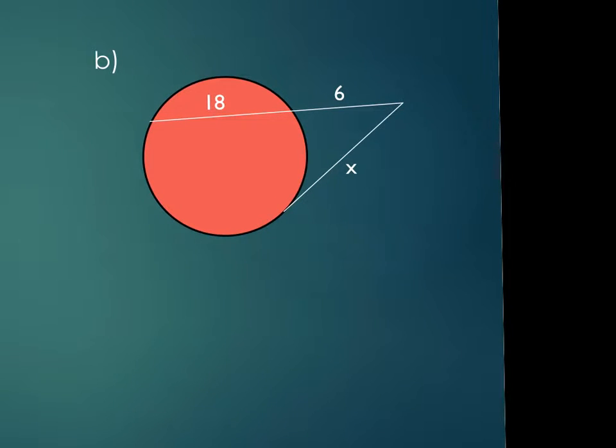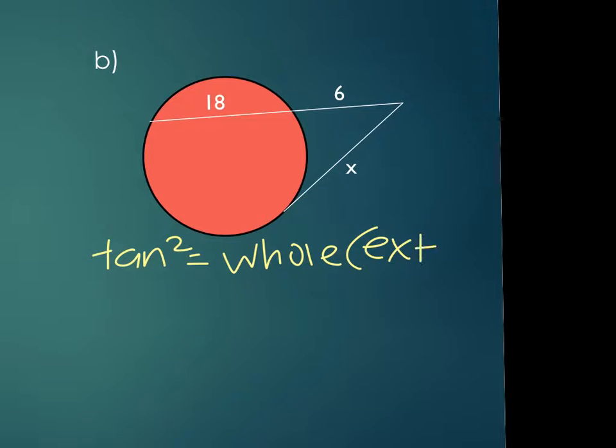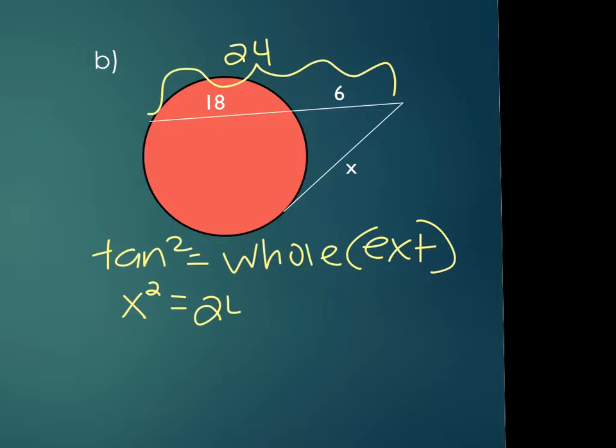What two segments are these? A tangent and a secant. So the tangent squared equals the whole secant times the external part. So the tangent is x squared equals the whole secant. So what's the whole secant? 24 times the external part, which is 6.